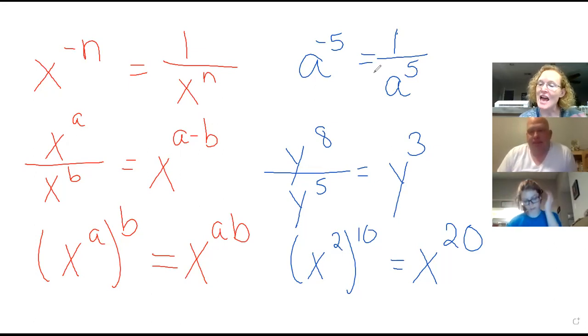Okay. And then everything else that we did, you may not just have to use one rule in a problem. You may end up using more than one. Essentially what we've got right now are a combination of those rules. And remember, you cannot ever leave a negative exponent in an answer. If you've got a negative exponent, you're going to have to create a fraction and put that in the denominator.